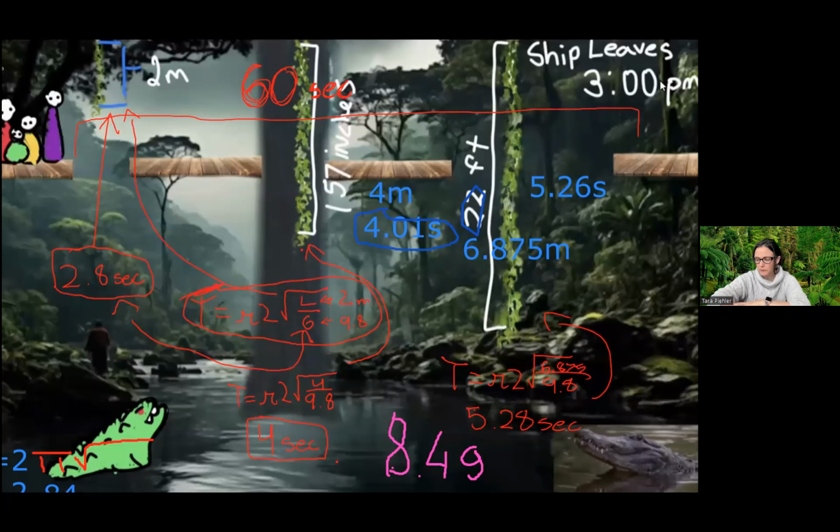Okay, so what was the period of the first one? How many seconds there and back? 2.8. Okay. And what about the second one? Approximately 4. They're on the screen. Can you just read them?